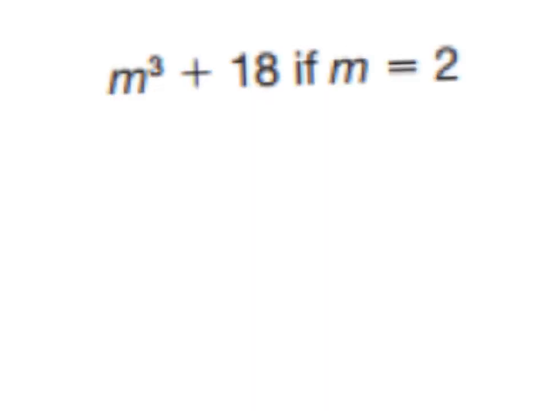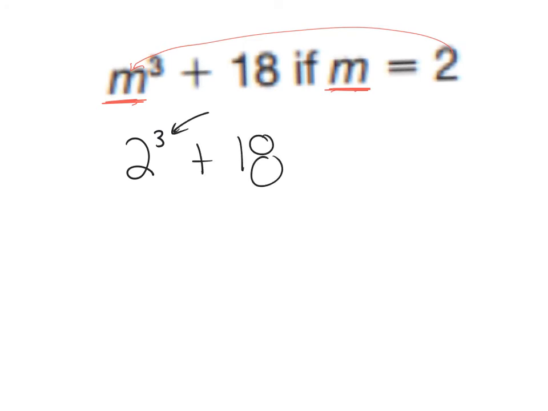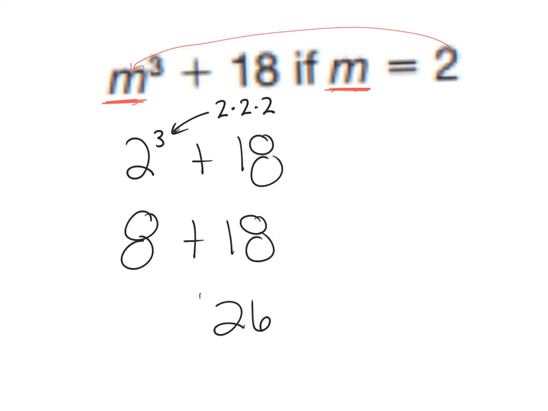Okay, next we have m to the 3rd power plus 18. They say, what if m is actually 2? So I'm going to take the 2 and plug it in for m. So I'm going to rewrite it as 2 to the 3rd power plus 18. And remember, 3rd power, this means 2 times 2 times 2, which would be 8. And 8 plus 18 is 26.